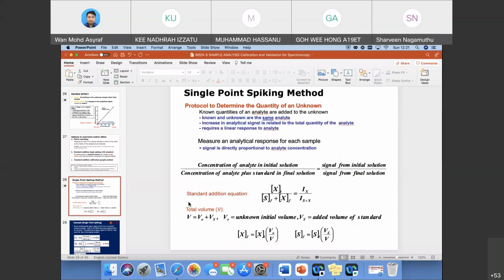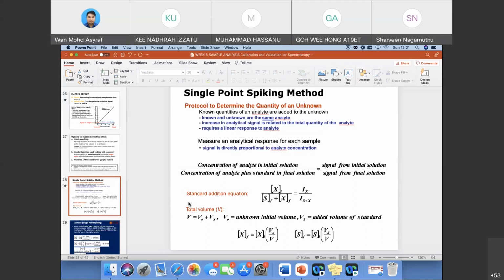All right. So, a single point spiking method. The protocol to determine the quantity of an unknown is that known quantities of an analyte are added to the unknown. So this is what I've mentioned before. The known quantities of the analyte is added to the unknown. Okay, known and unknown are the same analyte. So it needs to be the same analyte for this to work. Okay, it increases the analytical signal which is related to the total quantity of the analyte.